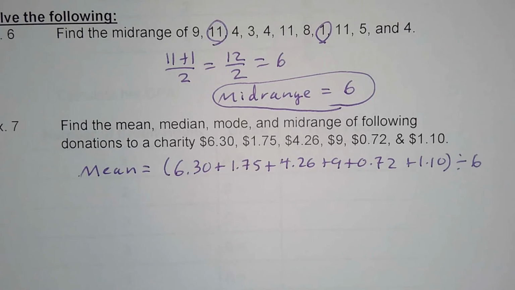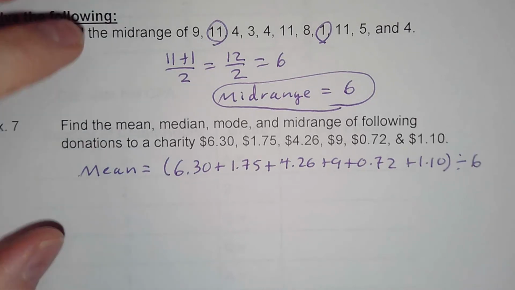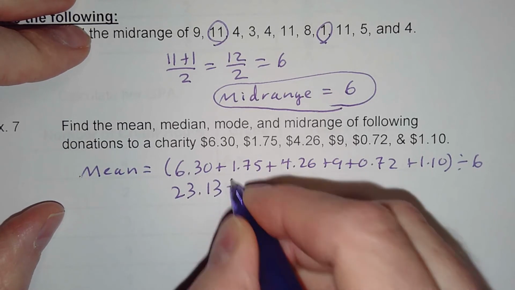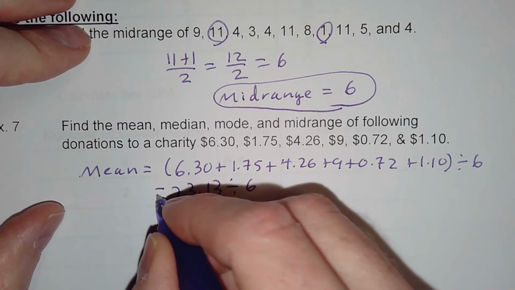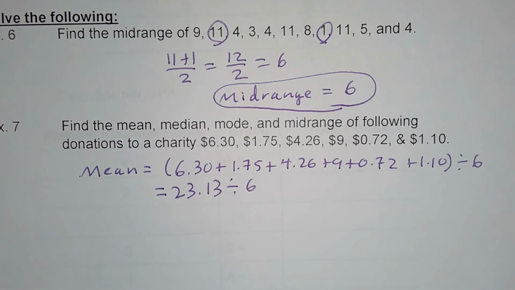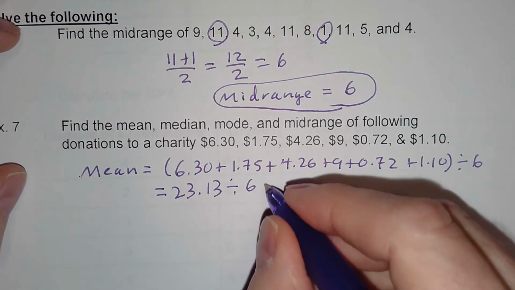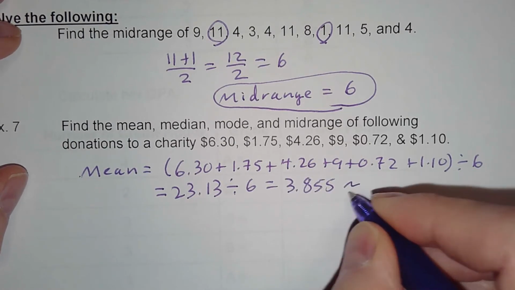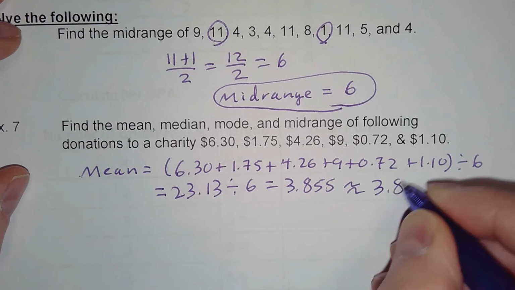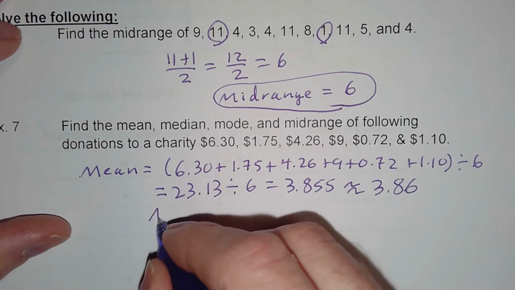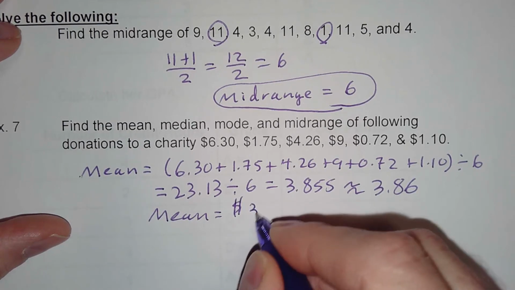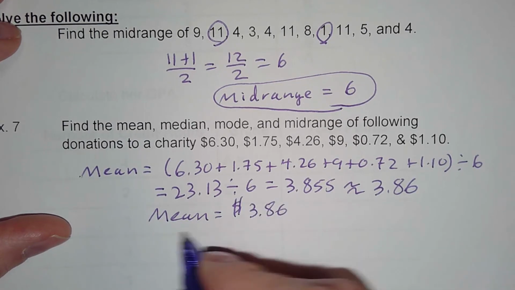So if you tally up those 6 numbers, that should give you $23.13. And when we divide by 6, let's go ahead and round it off to the nearest cent. So it looks like you get 3.855, which would round off to 3.86. So the mean here would be $3.86.